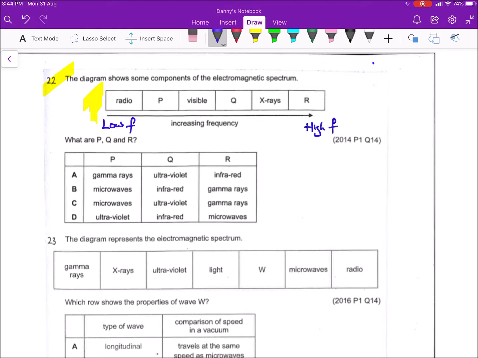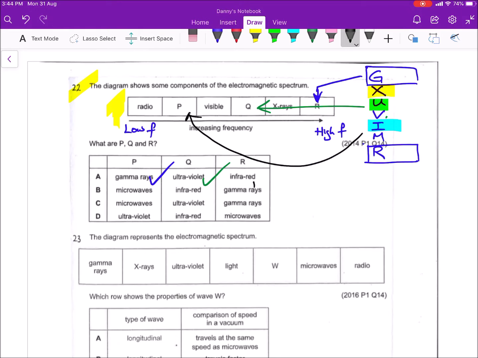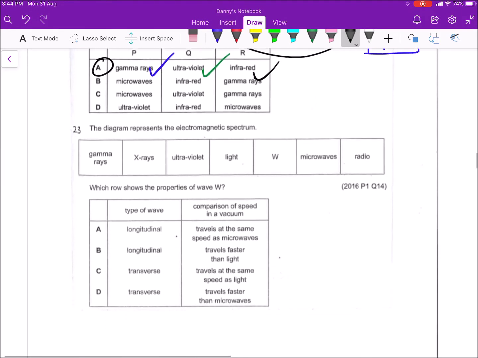So if you recall, Gorilla X urinate violently in my room. Radio wave is actually the lowest. The highest frequency down here, this guy, is your gamma ray. So gamma ray, followed by X-ray, followed by ultraviolet ray, so U. So your Q here will be your U. Then you will have visible light, and then infrared ray. So this I stands for infrared, so it has to be for this guy, and yep, so A will be your answer.